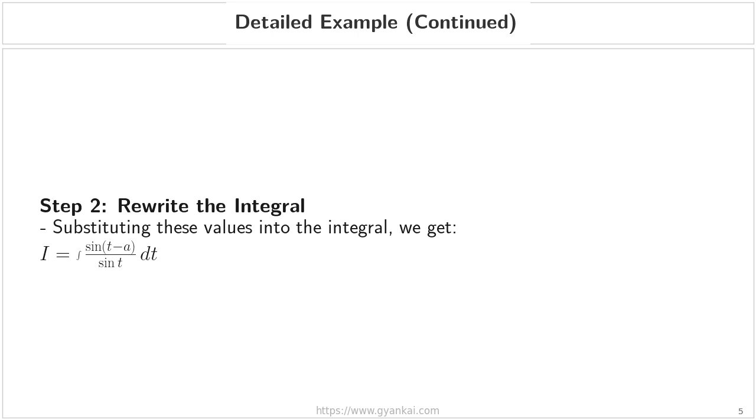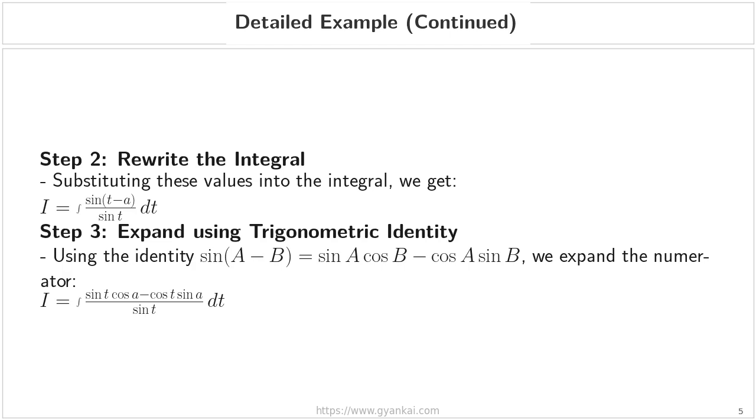See how the shifted argument, x plus a, is now neatly represented as t minus a? This is exactly what we wanted, to get everything in terms of t. Now let's move on to step 3.